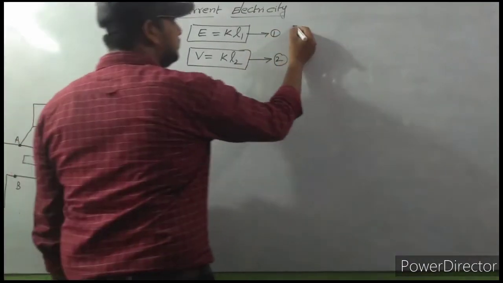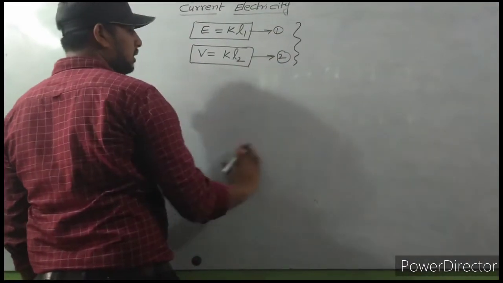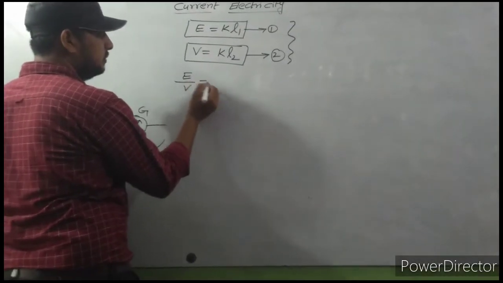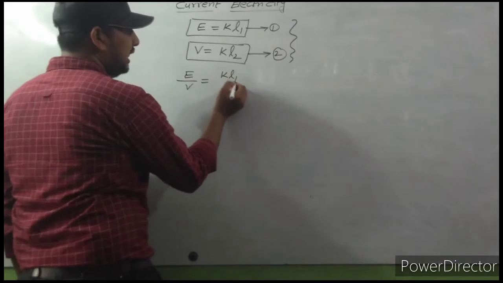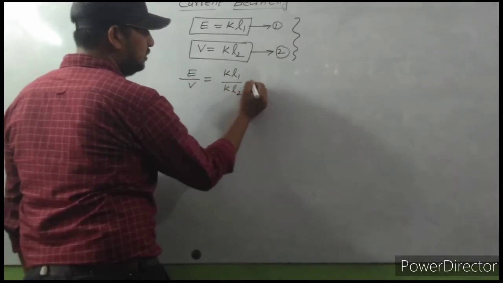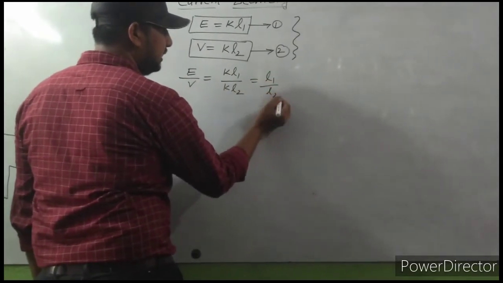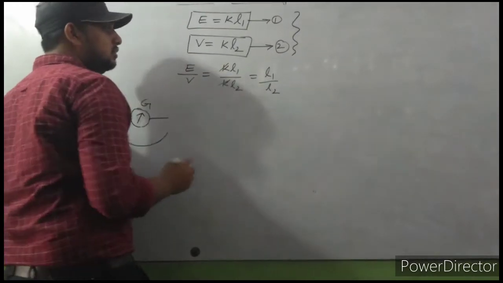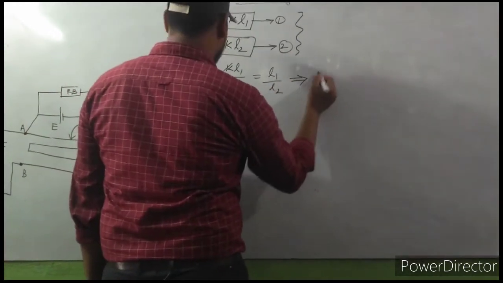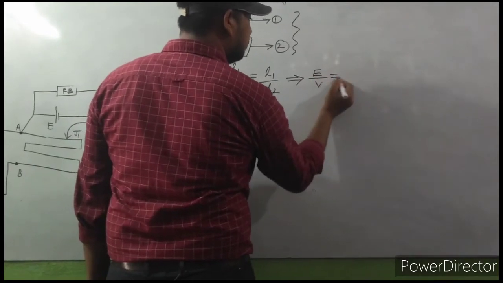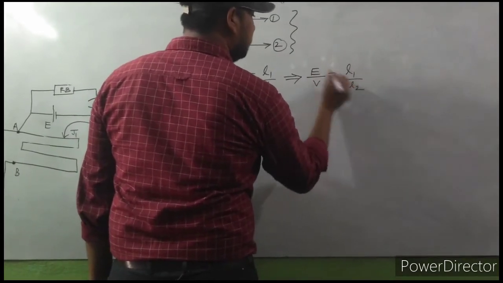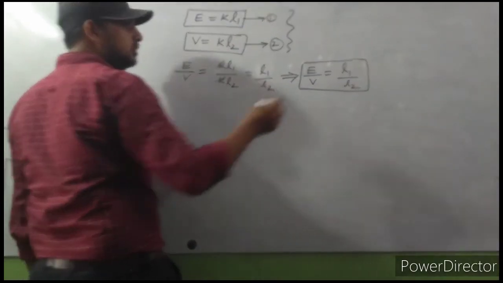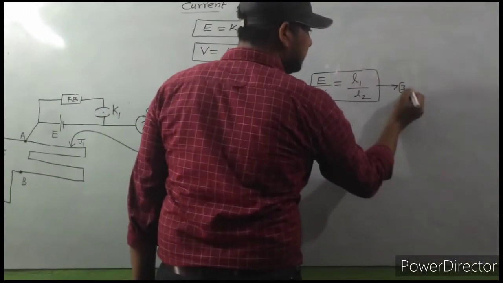First of all, by using 1 and 2, E by V is equal to K into L1 by K into L2. It is equal to L1 by L2 because K cancels. So finally, E by V is equal to L1 by L2. This is equation 3.